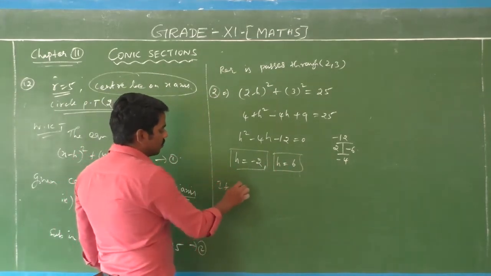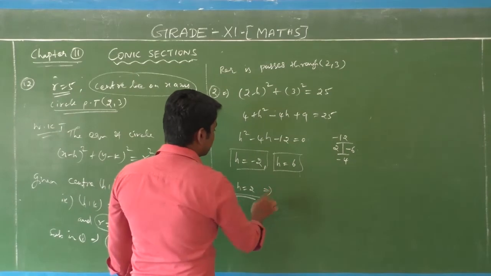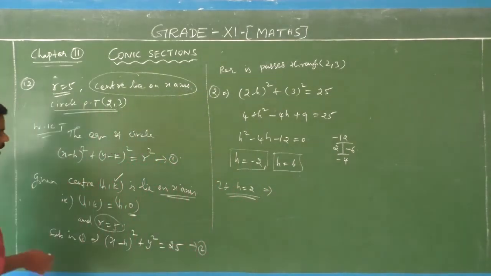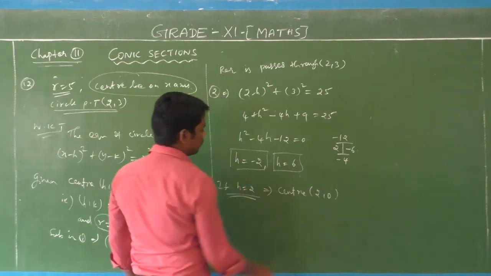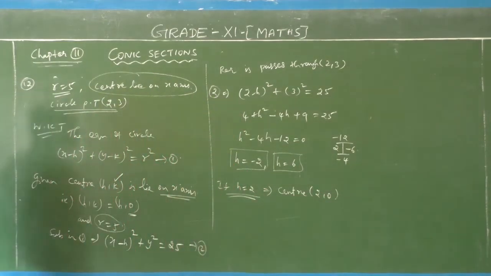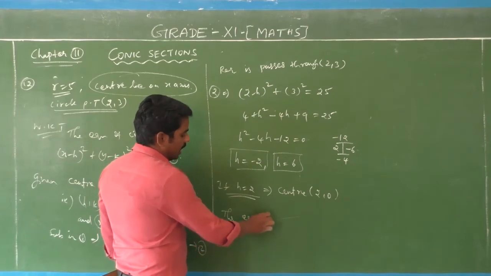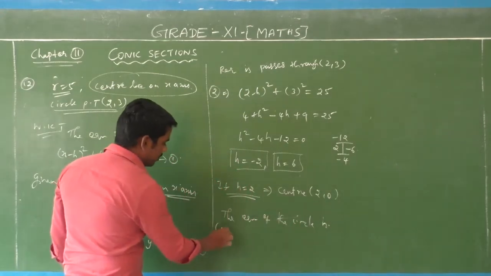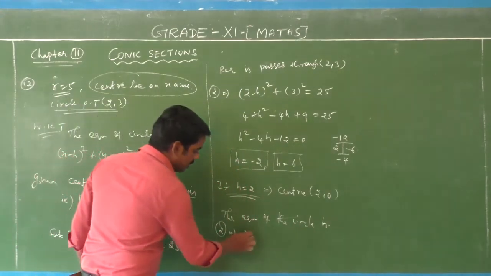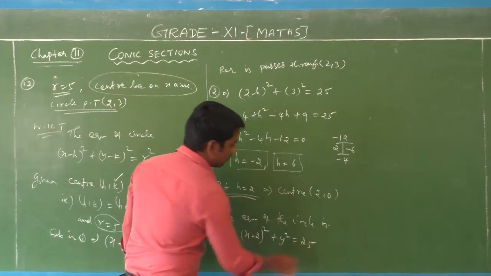If h is equal to 2, the k value is 0. So h equal to 2, then the center is (2, 0). When h equals 2, the center of the circle is (2, 0). Then the equation of the circle: equation number 2 implies x minus 2 the whole square plus y square is equal to 25.